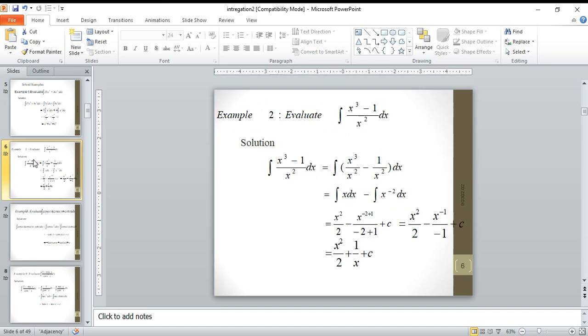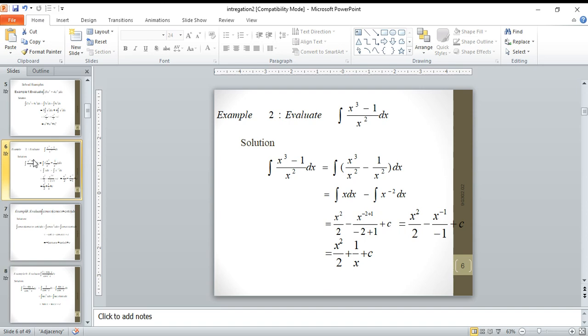Next example, evaluate integration x cube minus 1 by x square dx. Solution. Integration x cube minus 1 by x square dx. Divide the numerator's two parts by x square. So integration x cube by x square minus 1 by x square dx. X cube by x square, x square cancels, remaining is only x. That is integration x dx minus 1 by x square, take the denominator x square into the numerator, that is x power minus 2 dx.